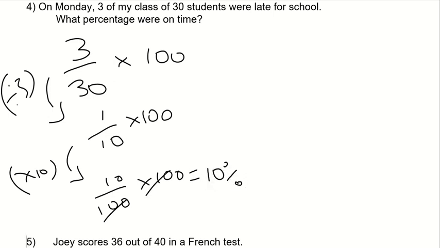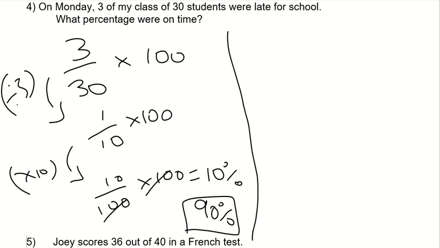Now 10% is not the actual answer. It says what percentage were on time. So if 10% were late, that means the actual percentage that were on time is 90%. Do not get confused by that. So the actual answer is 90%.